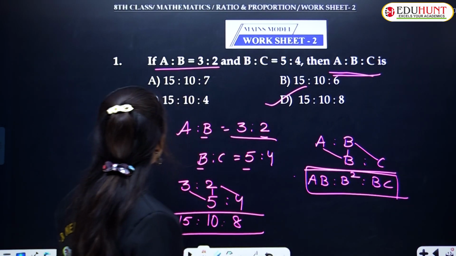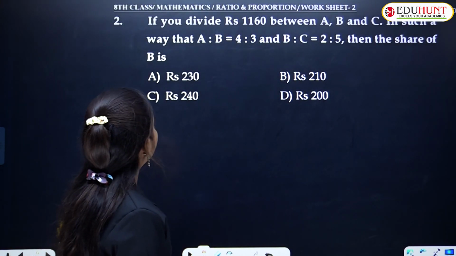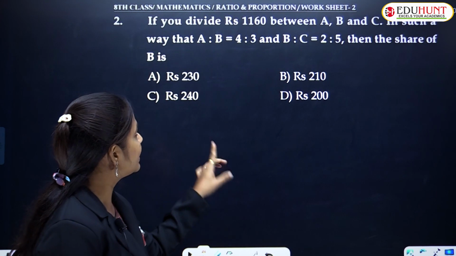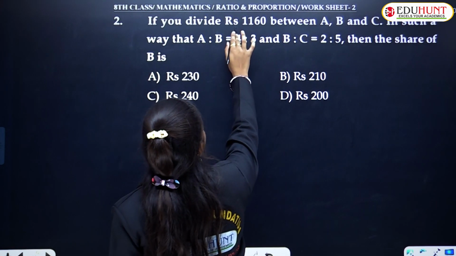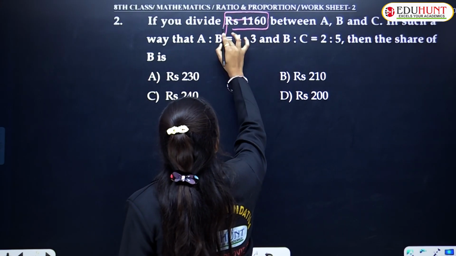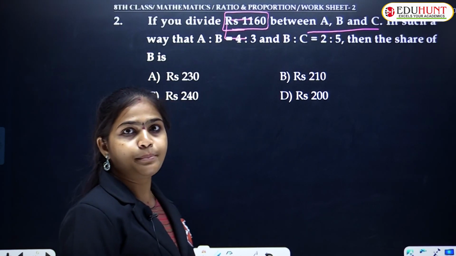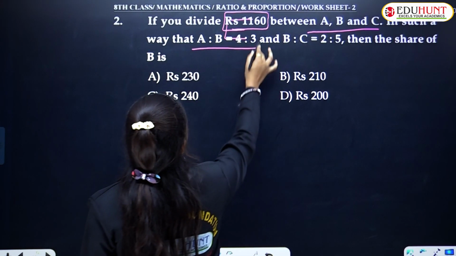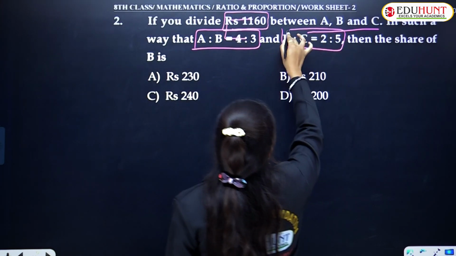Clear? Now see the second question, what have they given? If you divide 1160 rupees among A, B, C. So here 1160 rupees is divided among 3 persons, A, B and C, in such a way that A is to B is equal to 4 is to 3 and B is to C is equal to 2 is to 5.